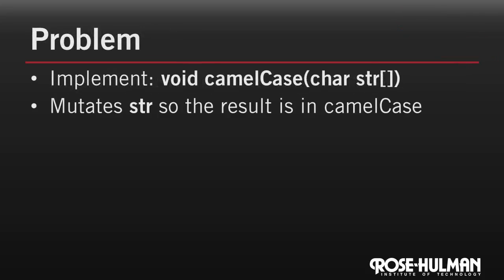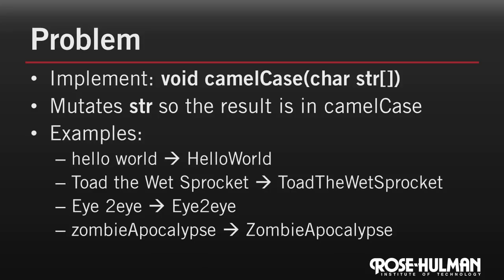Here's the problem we're going to solve. We want to implement the CamelCase function that takes a string and mutates it so that the result is in CamelCase. In other words, we want to remove all spaces and capitalize the first letter of each subsequent word. Here are a few examples.